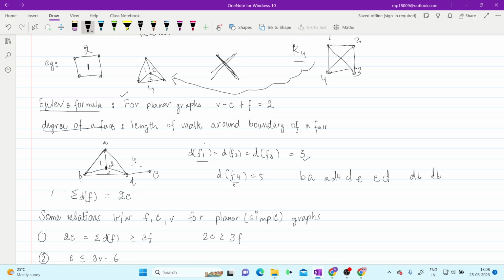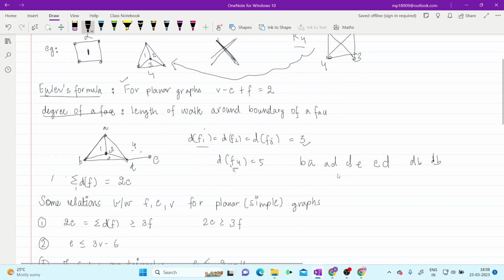So the degree of F4 is 5, and we also have that the sum of the degrees of all faces will be equal to 2 times the number of edges. It has the same logic: each edge separates 2 faces, so one edge is counted for 2 faces, and this DE is counted for the fourth face twice. So the sum of the degrees of the faces is always even, and it is equal to 2 times the number of edges.